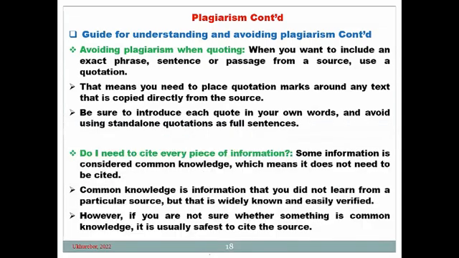Avoiding plagiarism when quoting. Quoting is a way of avoiding plagiarism, but you can still be caught when you quote. The lecturer said yesterday that in scientific work, we hardly quote. When you want to include an exact phrase, sentence, or passage from a source, you use quotation. This means you need to place a quotation mark across the text that is copied directly from a source. But be sure to introduce each quote in your own words and avoid a standalone quotation as a full sentence. You must avoid that.